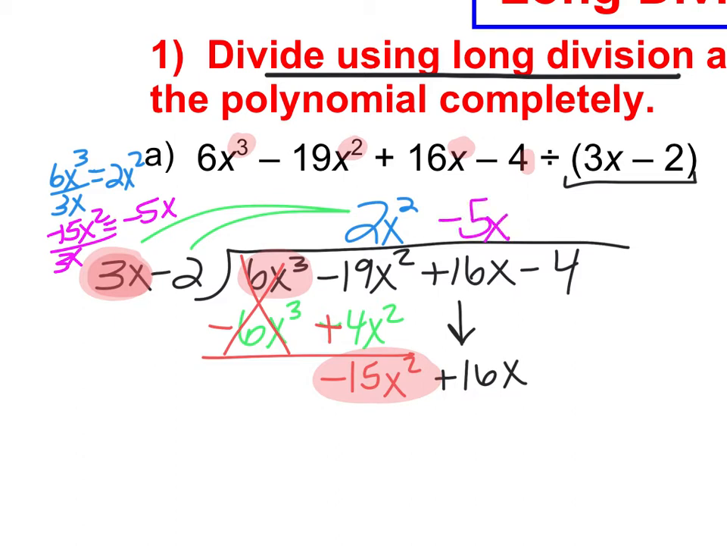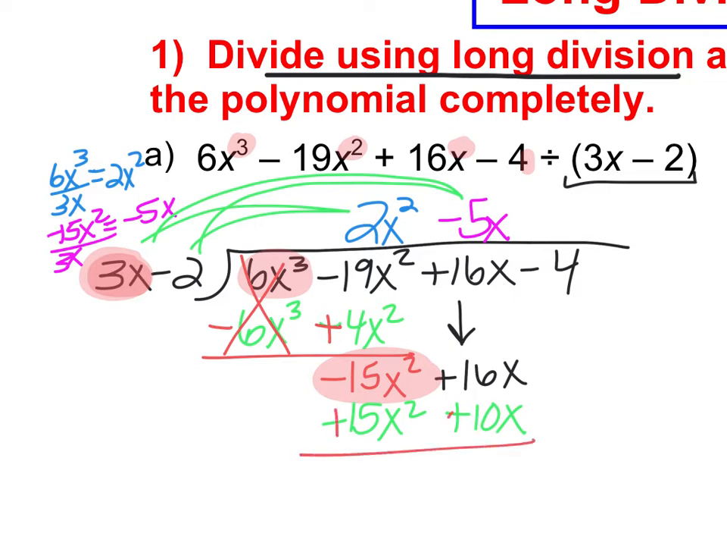Again, we're going to multiply that back. So if we multiply back, negative 5x times 3x is negative 15x squared. Negative 5x times negative 2 is a positive 10x. And then when we find the difference, we need to subtract. So I need to change both of these signs here.